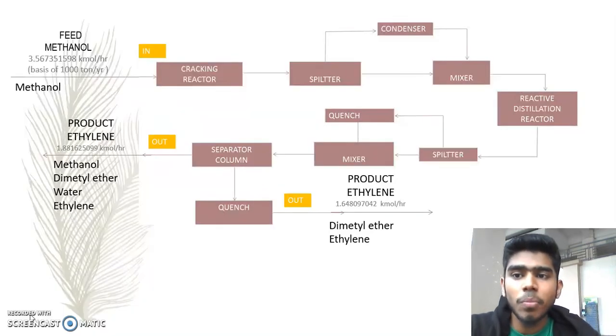You can see here our feed is methanol at a basis of 1000 ton per year, and we converted it into kilomole per hour as our calculation was done in kilomole per hour, and it was 3.56735159 kilomole per hour. Our production is in two streams. One output is a product stream from the separation column, with a flow rate of 1.8816250099 kilomole per hour, consisting of methanol, dimethyl ether, water and ethylene. Next is the output from the quench, where the ethylene flow rate is 1.64809704 kilomole per hour, consisting of dimethyl ether and ethylene only.